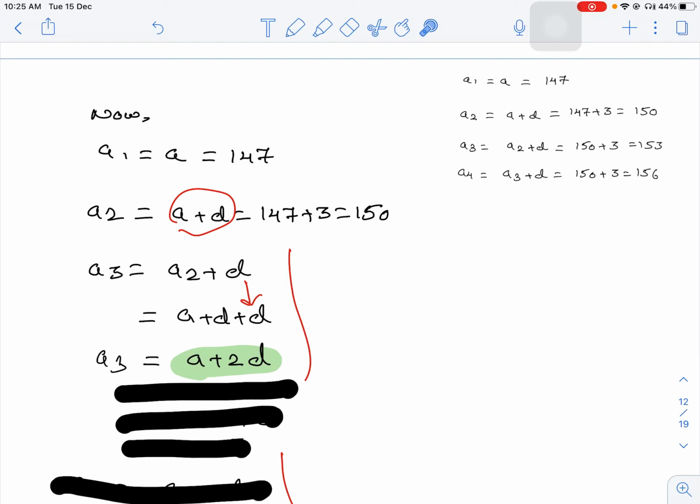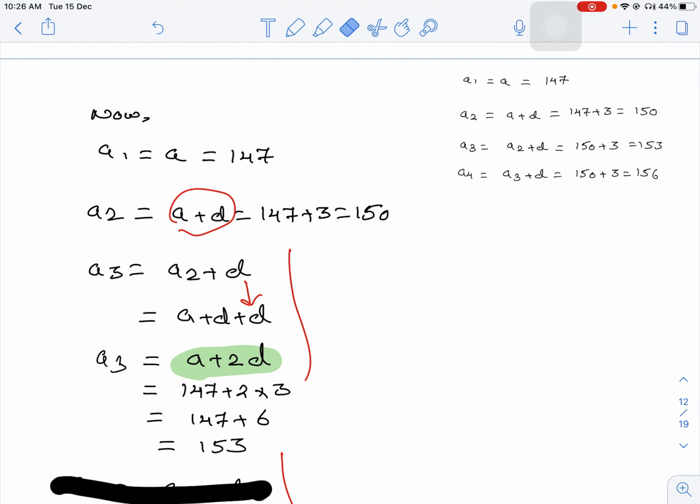Now let us check, can we have the same value, that is 153, or not? Let us put in the values. So instead of A we will write 147, plus 2 into the value of D, which is 3. So we finally get 153. So here it can be seen that when we wrote A3 as A2 plus D, we had 153, and when we write it as A plus 2D, at that time also it is 153.